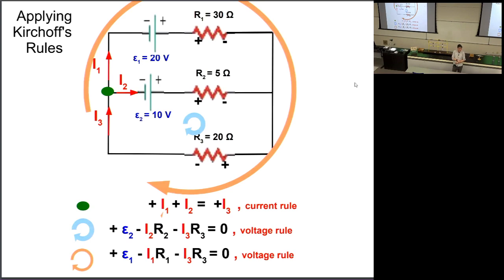Exactly the same business for the other loop, the one that goes all the way around. It goes through battery number 1, resistor number 1, and then also through resistor R3. So I'm going to have three terms. Going through the battery epsilon 1, there's a change in potential of 20 volts. Through resistor R1, there's a change in potential I1 R1. Through R3, there's a change in potential I3 R3. Walking clockwise around the circuit, I go up in potential through the battery, then down in potential through resistor R1, and also down through resistor R3. And if you look at the equation, that's how I arranged it: going up through the battery, down through R1, down through R3. And those are my three equations.